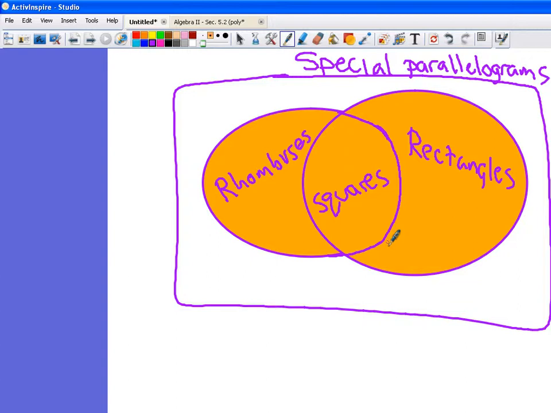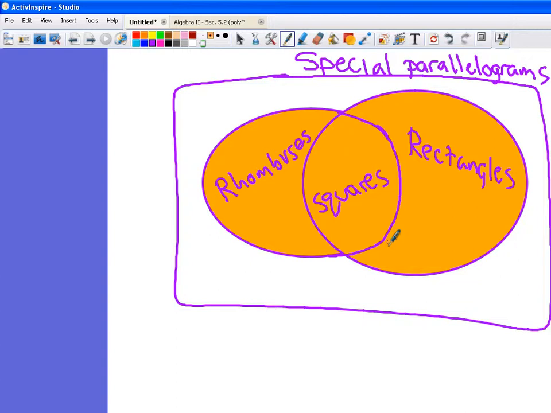Okay. Alright, so basically, this is the type of question that you might see on the end of course exam. You'll be given a picture, and you'll be asked to determine is something a rhombus, a rectangle, a square, or it will probably say the fourth choice would be none of those.